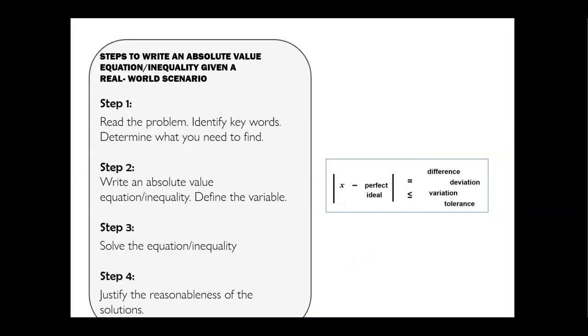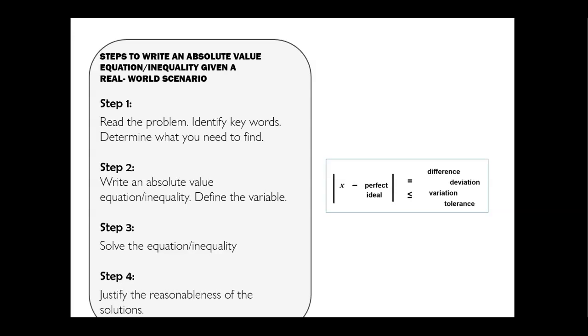So here's what we're doing today. Today we're talking about if you have a word problem, can you turn it into an inequality or an equal sign for absolute value and then solve it. I'm going to show you how to do it, so just make sure you're looking up here. Step 1, read the problem. We're going to do that together. We're going to be reading our problems, okay? Identify the keywords, determine what you need to find.